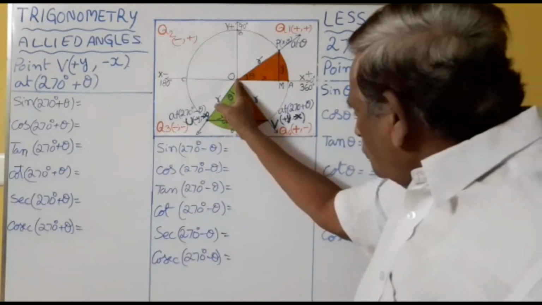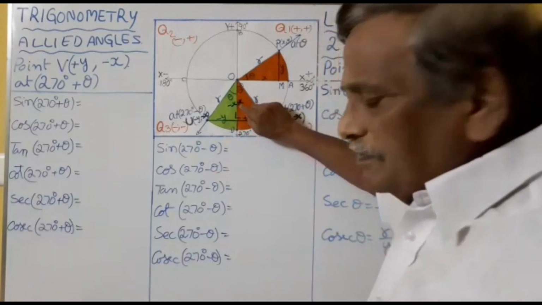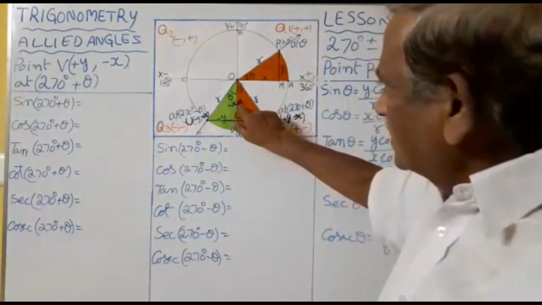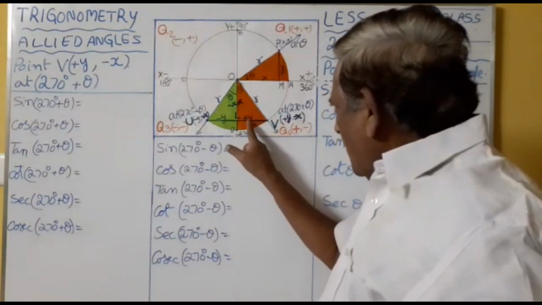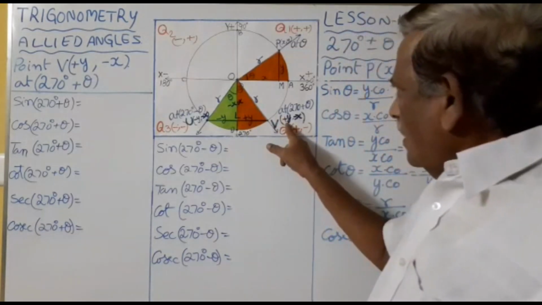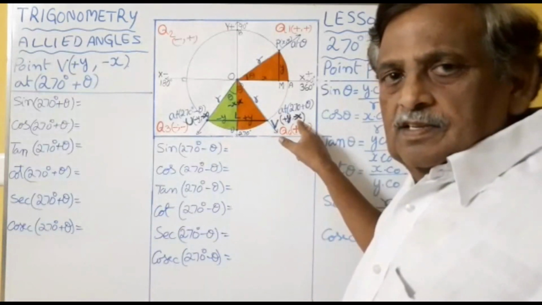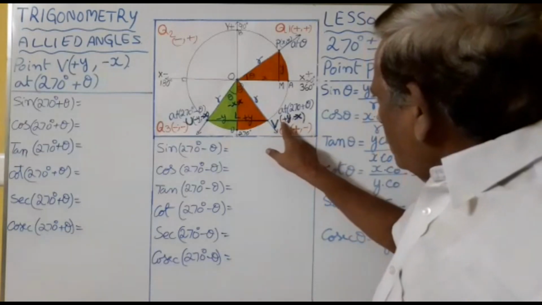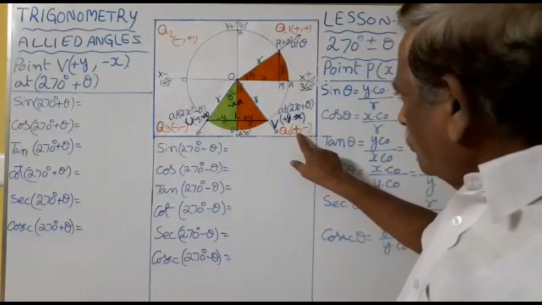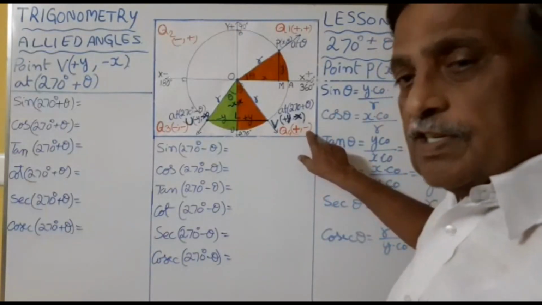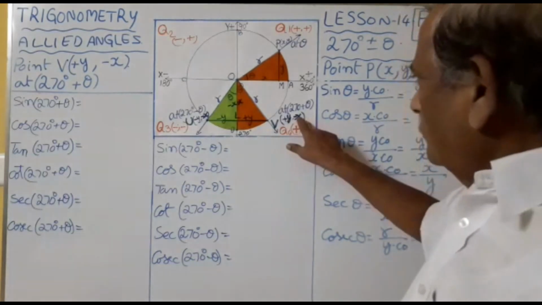But the y coordinate is towards the negative direction. The y is negative here. Therefore, the x is taken as minus x. Therefore, for the point V, the x coordinate is plus y and the y coordinate is minus x. We know that in quadrant 4, the x coordinate is positive and the y coordinate is negative. Therefore, x coordinate positive, y coordinate negative, satisfied.